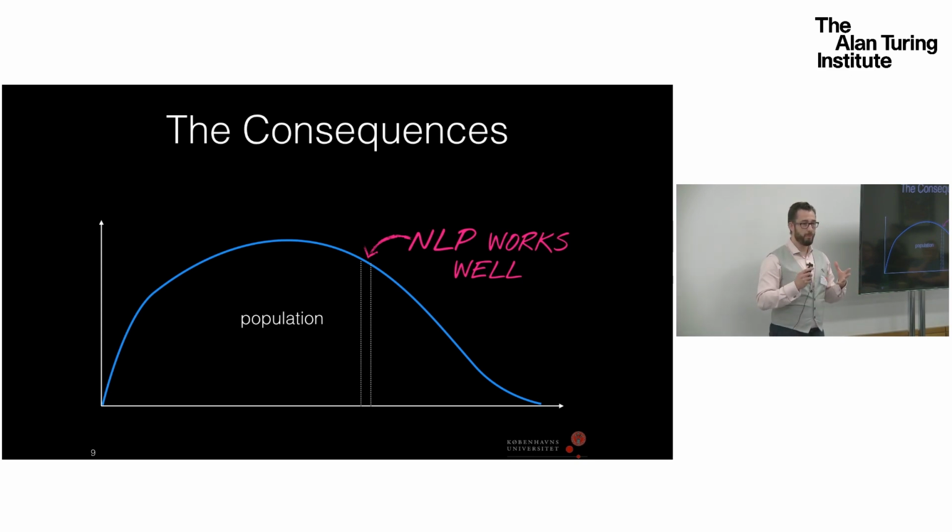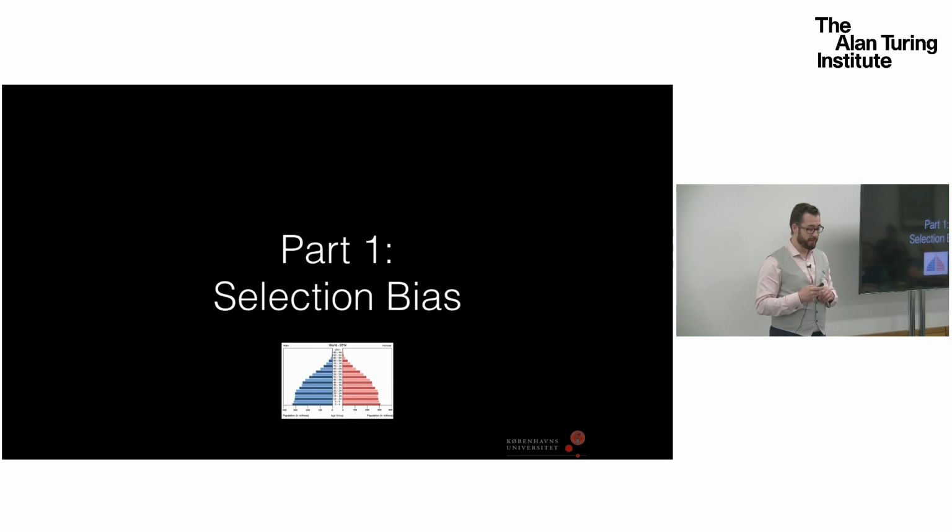So the question is, what can we do about it? My goal today is to look at each of these biases that contribute to this problem that we have and see how we can address them and what we can do. So let's start with data and with the selection bias.